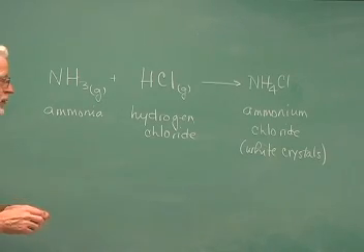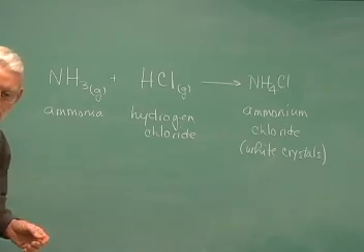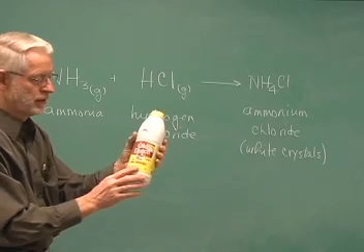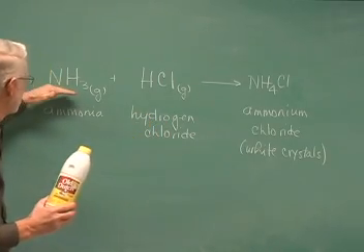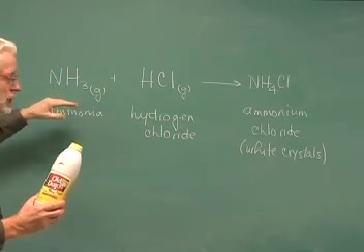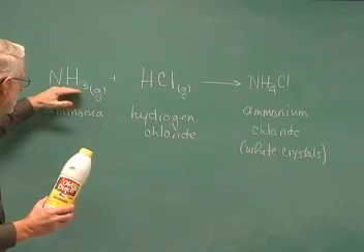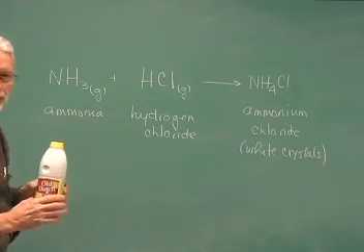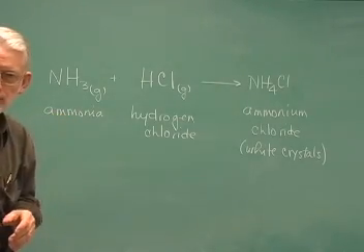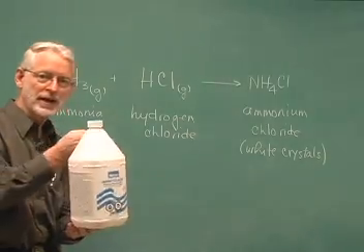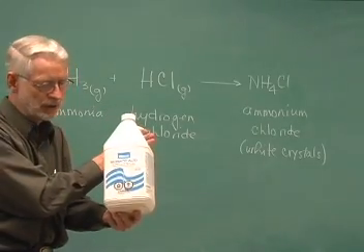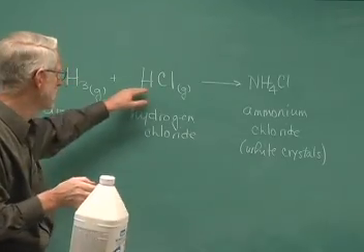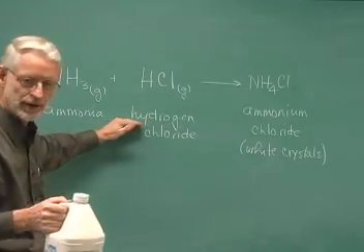How do we form the smoke? Well, the ammonia, which we have in here, gives off ammonia gas. So it's an aqueous solution. It gives off ammonia gas, and we represent that with the formula NH3. The muriatic acid, which we find in this bottle, gives off hydrogen chloride gas, HCl.